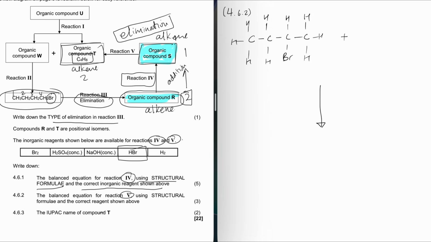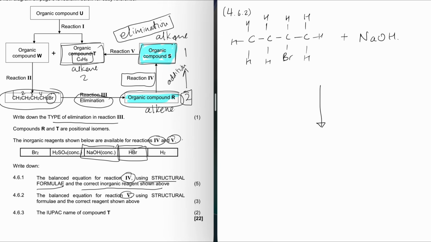Now, elimination reactions form alkenes and they form double bonds. So we need to pick an appropriate reagent here. And the reagent we're going to use is NaOH. So NaOH is going to do two things. Firstly, it's going to take out a hydrogen, and that's going to allow us to make the double bond, and it's going to remove the bromine.